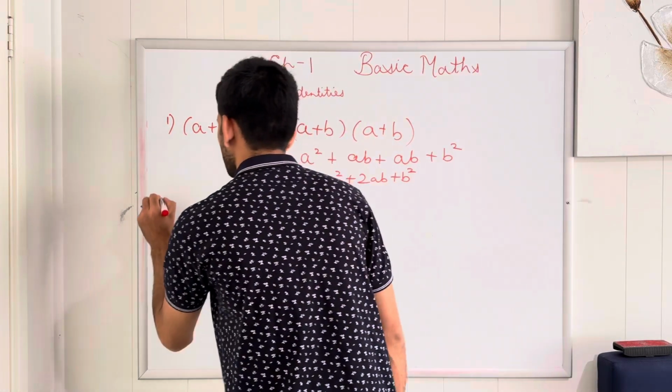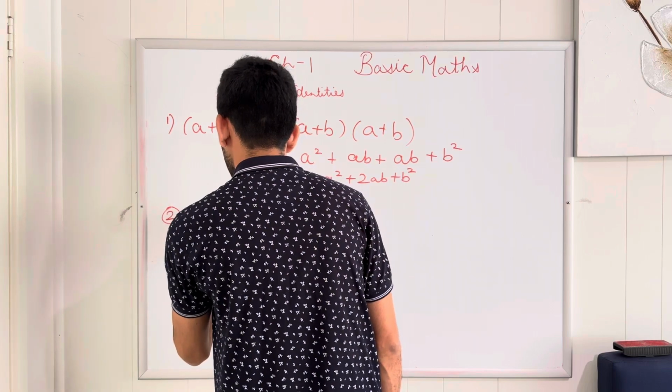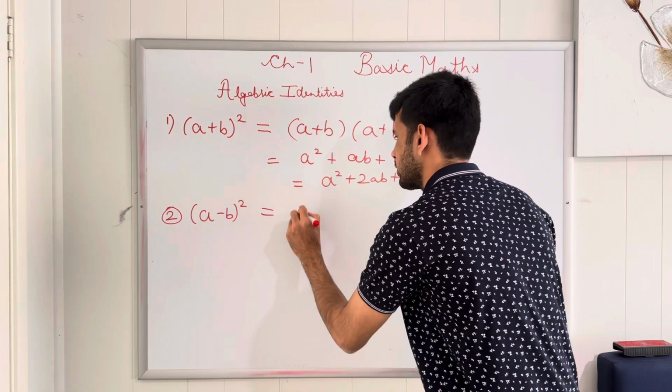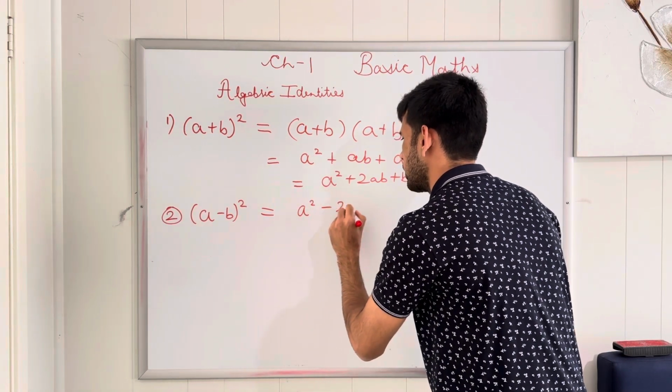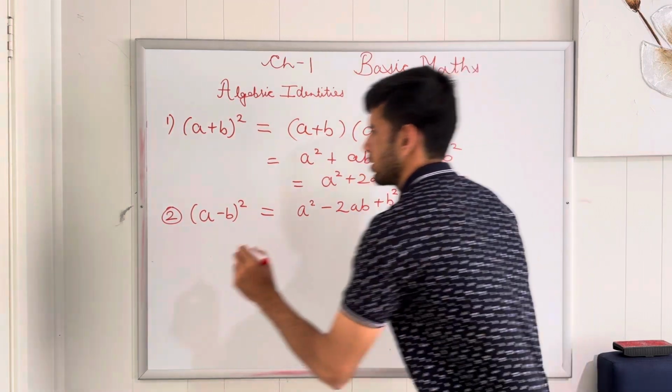And similarly the second one is (a minus b) whole square, right? So what is this? This is equal to a square minus 2ab plus b square, right? This is just the simple one.